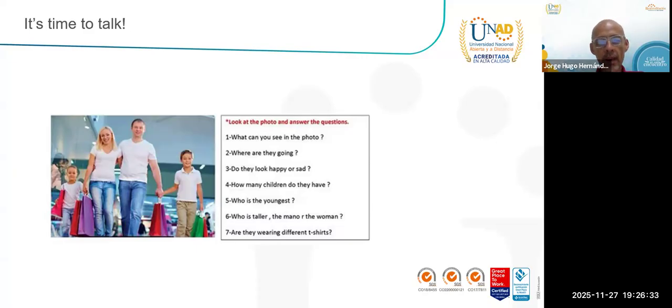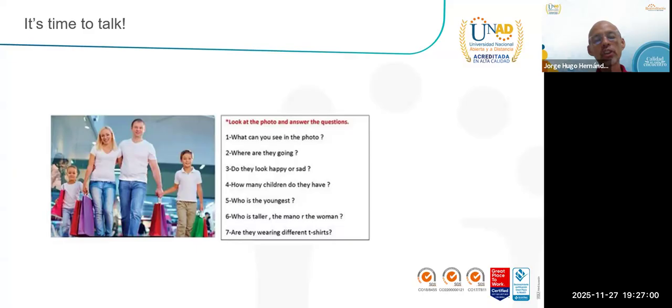You can say, okay, the boy is happy because his parents bought a car for him. Although the daughter is sad because her parents didn't want to buy a doll that she wanted. Okay, that's it.